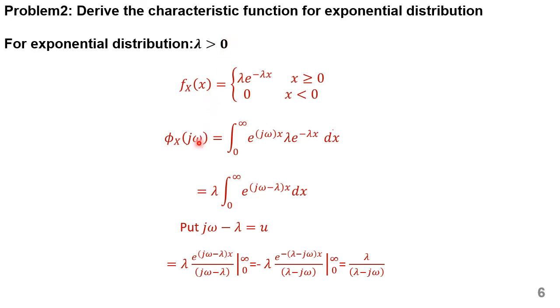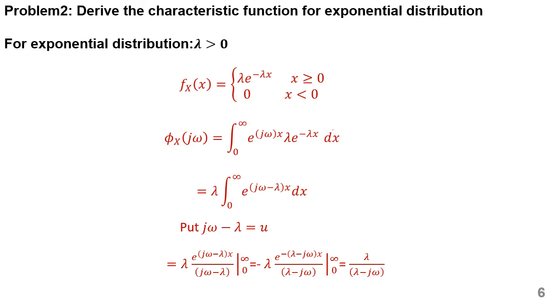The characteristic function is always defined as integral of e to the power j omega x into PDF dx, and in this case PDF is defined as lambda e to the power minus lambda x, and it is valid for all values of x varying from 0 to infinity. Here lambda is constant, that is taken out, so integral of e to the power (minus lambda plus j omega) x dx. When we integrate this, we get the answer as lambda divided by lambda minus j omega in the denominator.